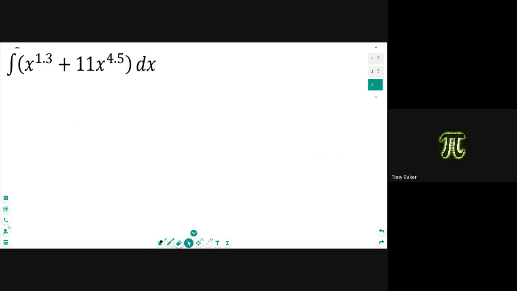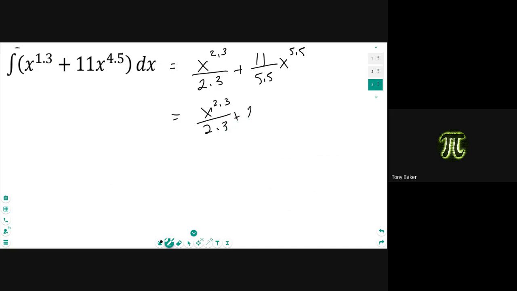So what's the integral of x to the 1/3? And what's the integral of 11x to the 4.5, not 4/5? So it's 11 over 5.5 x to the 5.5. This one you actually can reduce it to 2. So, plus c.